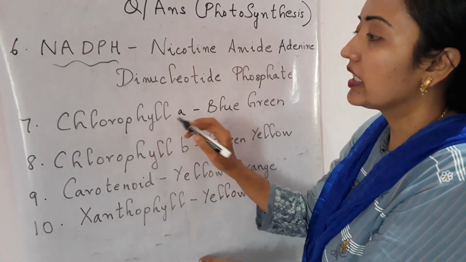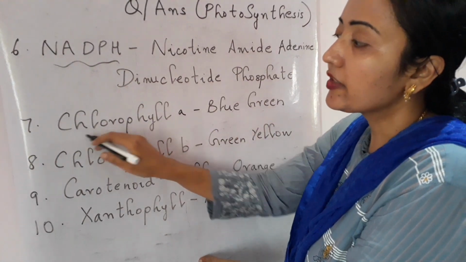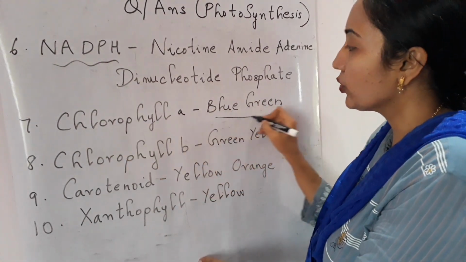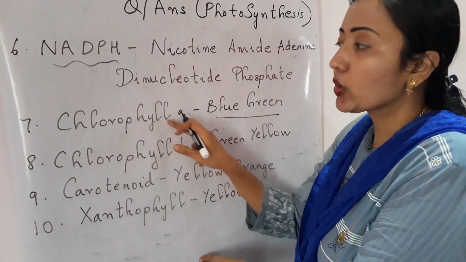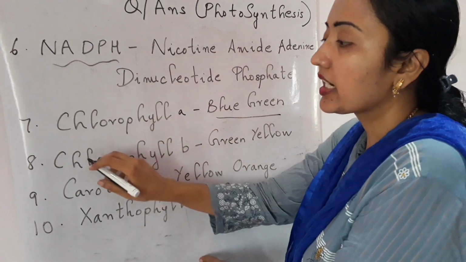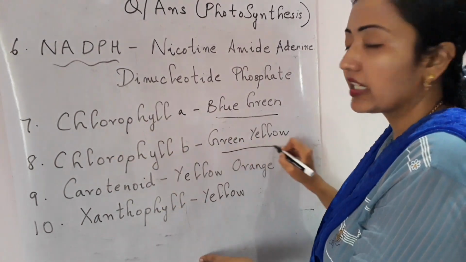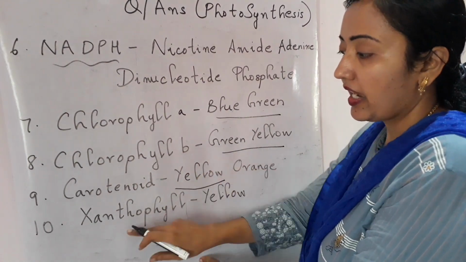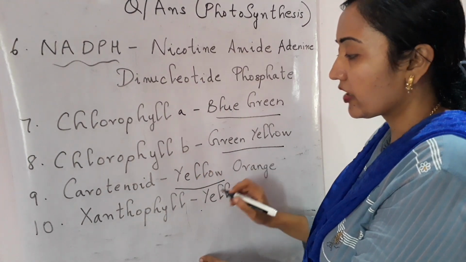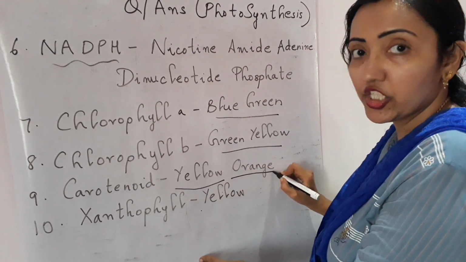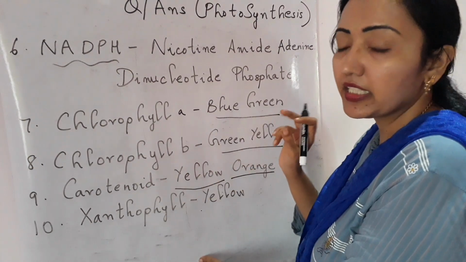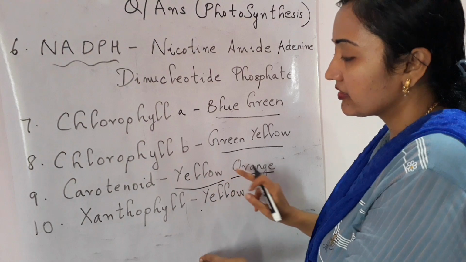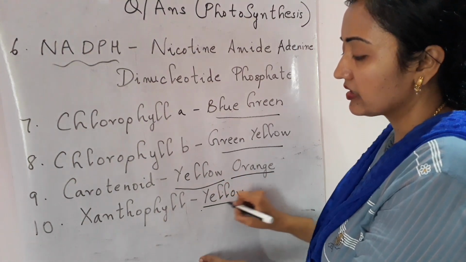Now the color of pigment chlorophyll A is blue-green. The color of pigment chlorophyll B is green-yellow. Carotenoid color is yellow-orange, and xanthophyll is yellow. Carotenoid is present in carrot.